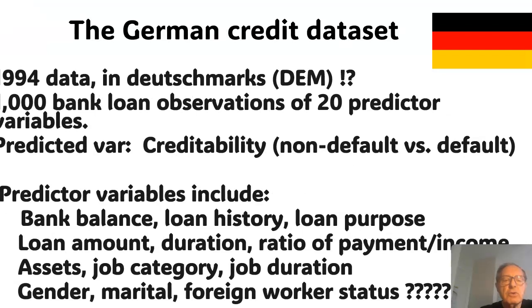The data set we're going to use is called the German Credit Data Set. It's 1994 data, that's a long time ago, in German Deutschmarks. It's 1,000 bank loan observations for 20 predictor variables, and the variable we're trying to predict is creditability, non-default versus default. The predictor variables include bank balance, loan history, loan amount, duration, assets, job categories, and surprisingly, gender, marital, and foreign worker status. Maybe that was acceptable in Germany in 1994. It certainly is not now.